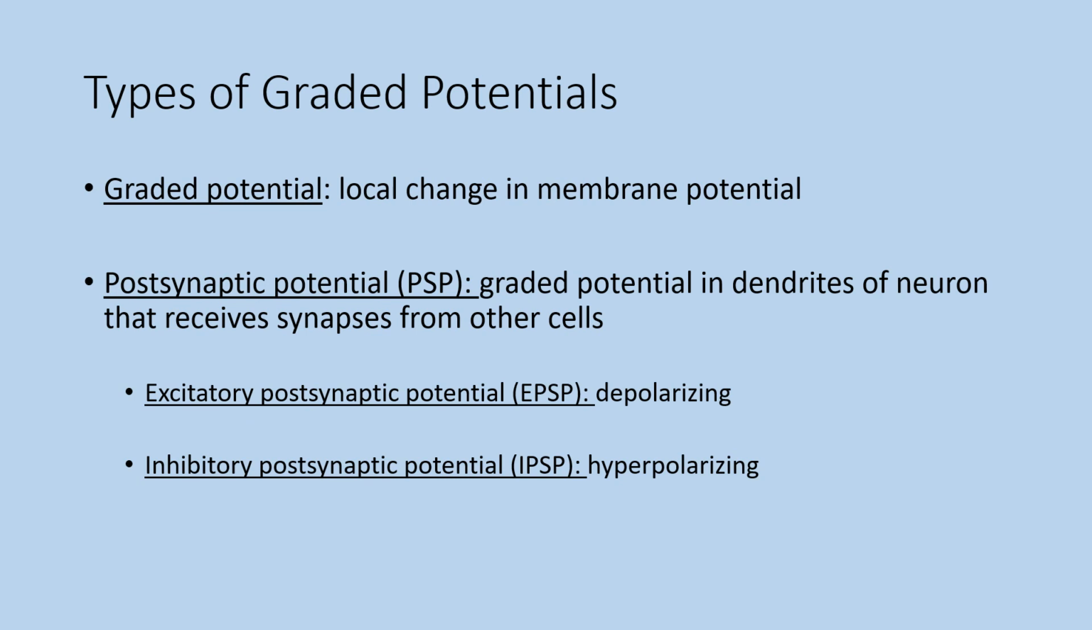Graded potential, like I said, that's just a local change in that resting membrane potential, that local charge, not the entire length of the cell, just in a small area. The postsynaptic potential is the graded potential in the dendrites of the neuron, the one that's receiving this impulse from another cell. So we talk about presynaptic and postsynaptic. Presynaptic is the one that would be generated, sending the impulse. Postsynaptic is receiving.